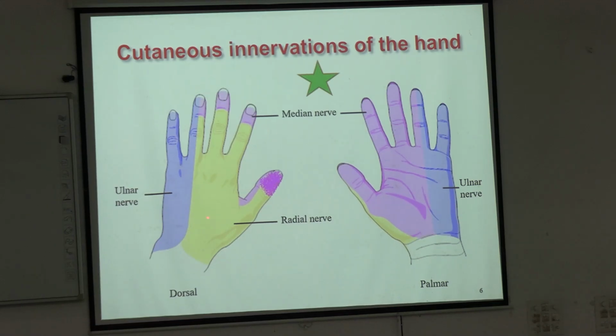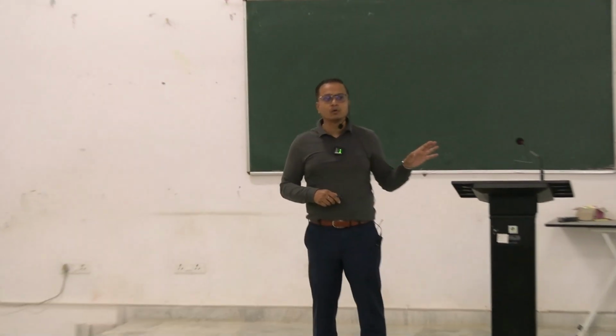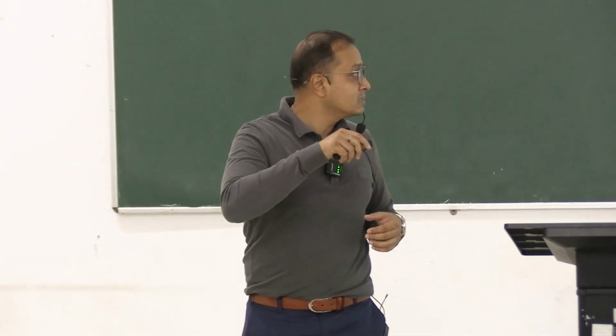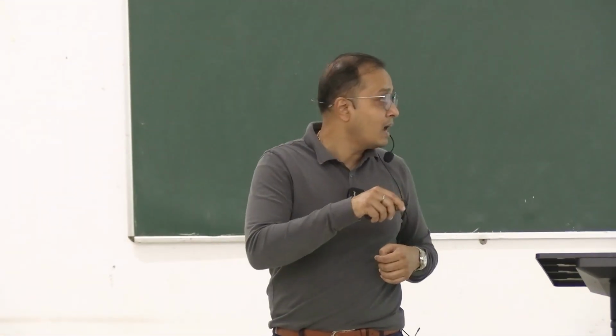What is left over on the dorsal side has a different color, the yellow shade, which is supplied by the cutaneous branch of the radial nerve. Now, these are your exam questions. We usually give pictures or ask you to describe the cutaneous supply or cutaneous skin innervation of this hand region.